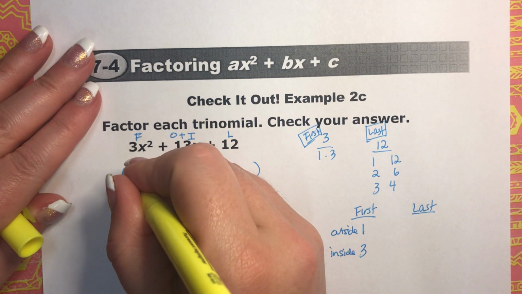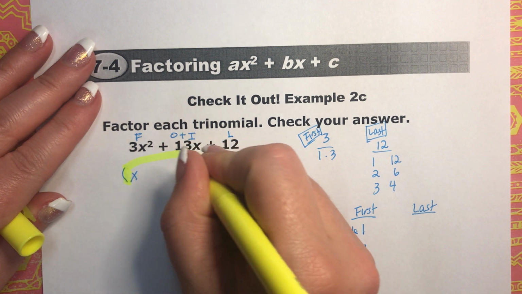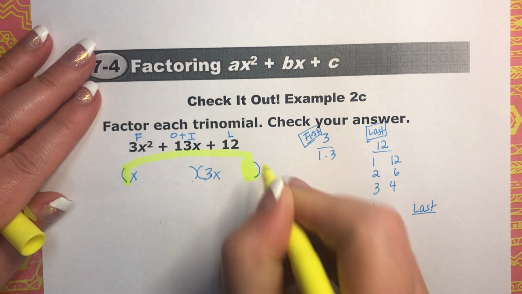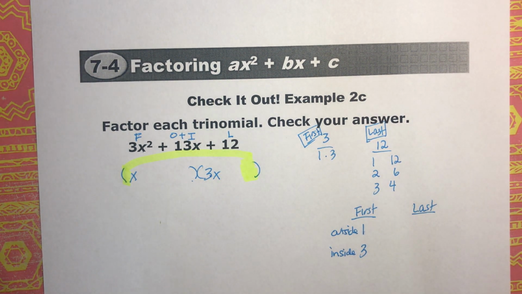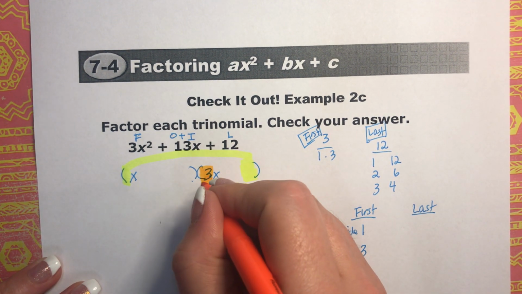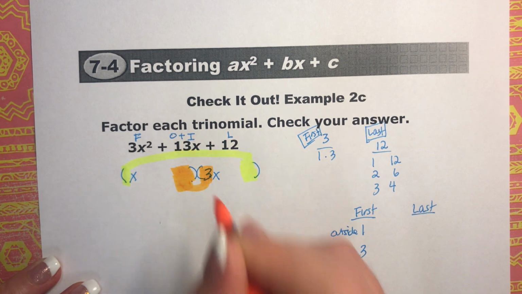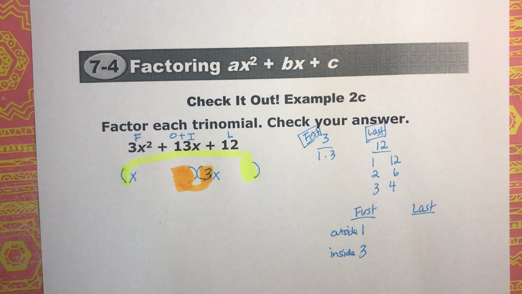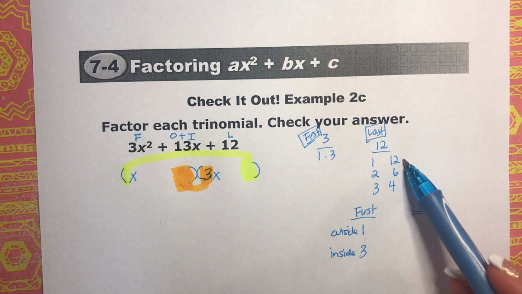So, right, here's the 1. That's going to go on the outside. And here is the 3 for the first term. And that's going to go with whatever goes on the inside there. Okay? So, let's look at this first one.